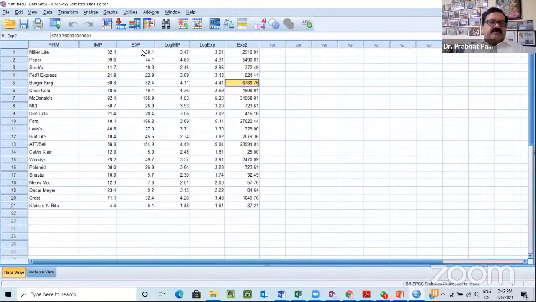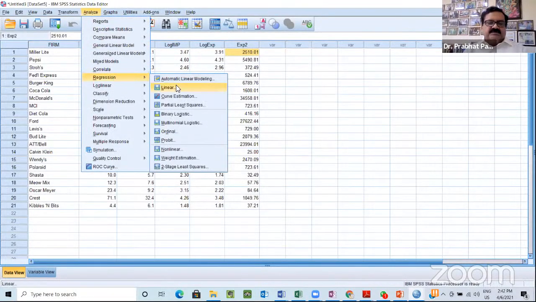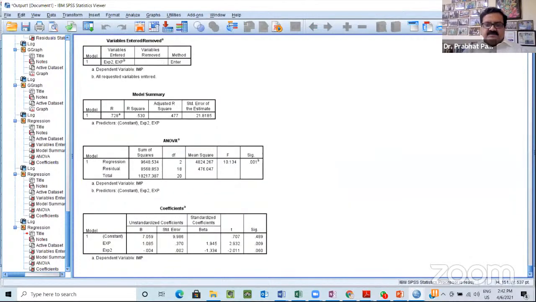So now you have two variables, one is expenditure and another is expenditure square, to be put on the right hand side of the equation. So we go to analyze, go to regression, go to linear. Resetting is always good because you don't remember everything that you have put in over there. So impression is dependent, and we have expenditure and expenditure square. These two variables are independent. So we now have the equation, which reads y is equal to beta 0 plus beta 1x plus beta 2x square. And then we say okay, and this is the result we have got.